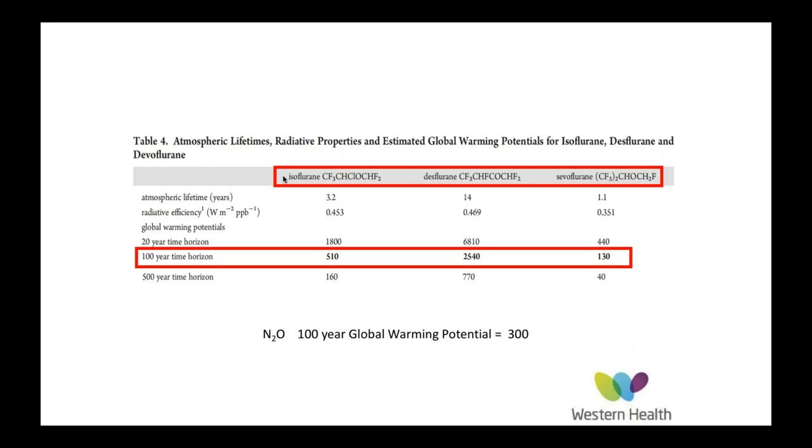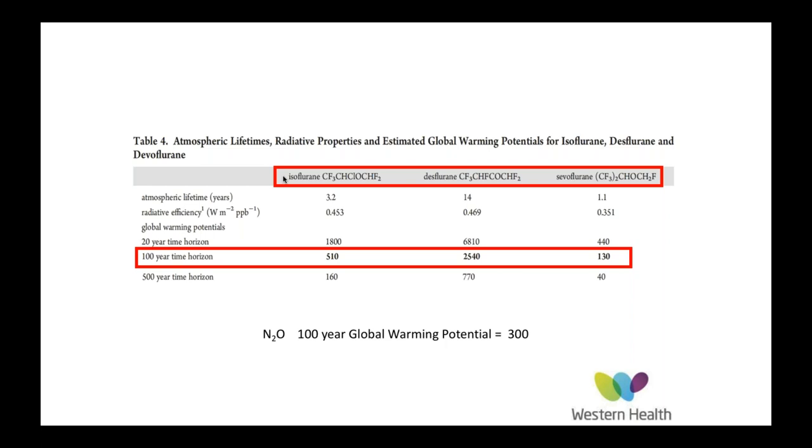And the other gases are still problematic. You can see 510 on the isoflurane and 130 for the sevoflurane, but they're nowhere near as problematic as the desflurane. The other reason why the desflurane is more problematic is because it's not as potent as, say, the sevoflurane. So not only does it have a global warming potential 20 times that of sevoflurane, it also is about a third as potent. So it ends up being, you know, 40, 50 times as problematic.